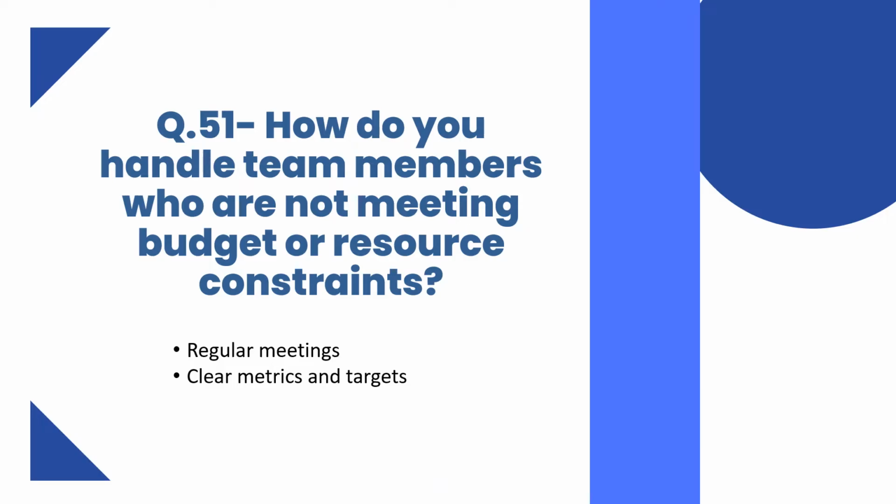Question number 51. How do you handle team members who are not meeting budget or resource constraints? As a project manager, it is my responsibility to ensure that all team members are meeting budget and resource constraints within the project. When a team member is not meeting constraints, it can have significant impact on the overall success of the project. Therefore, it is important to address the issue as soon as it is identified and to have a clear plan in place for addressing and resolving the issue.